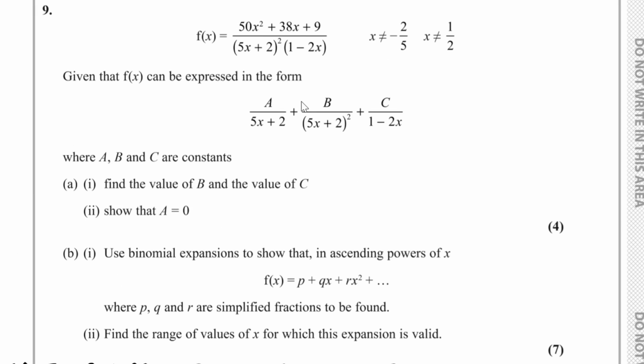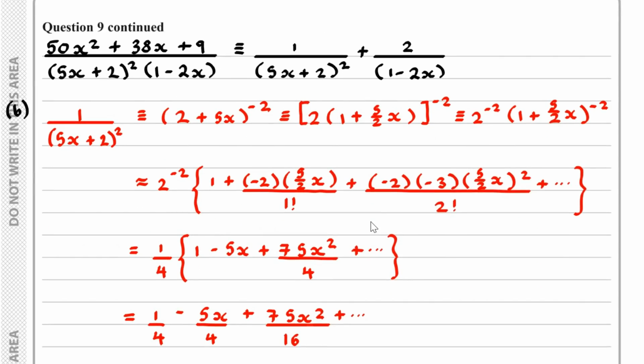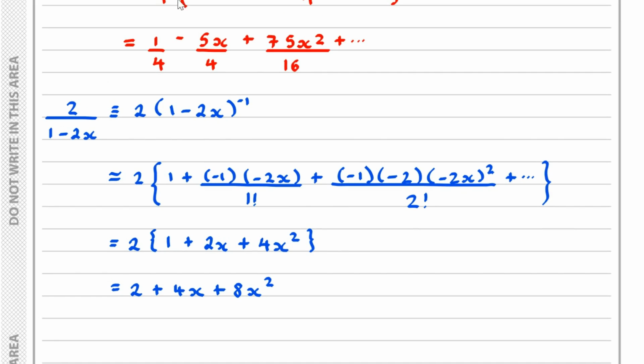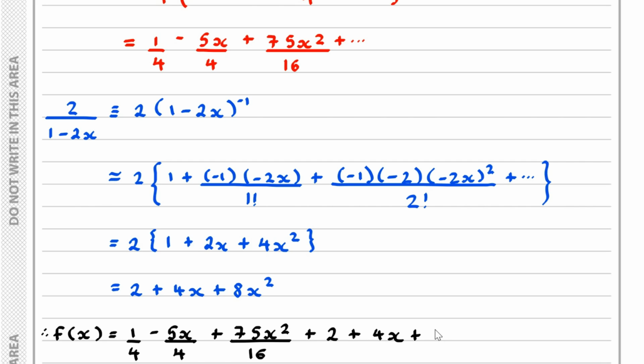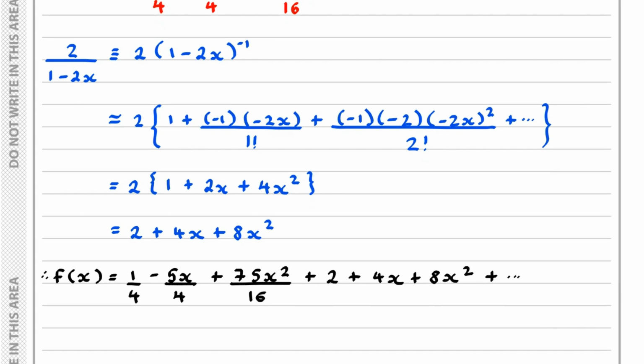And now the entire expansion is the sum of those two. So therefore, f of x is equal to 1 over 4 minus 5x over 4 plus 75 x squared over 16 plus 2 plus 4x plus 8x squared, and then we continue with higher order terms.